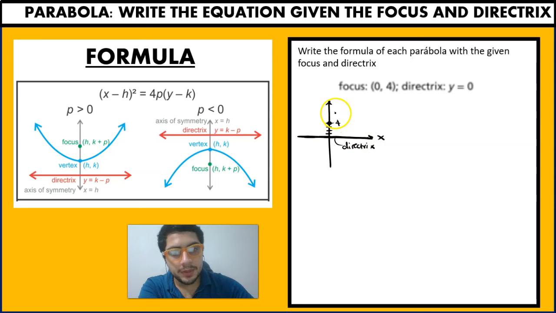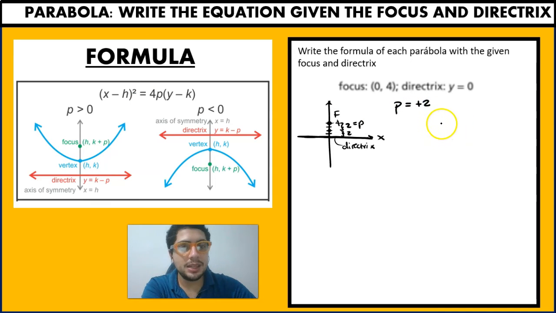Now we have to know that our vertex is always going to be between the focus and the directrix. So our vertex is going to be from 0 to 2, and from 2 to 4 we have the same distance. So now we know that the value is going to be 2, right? And that is going to be positive 2 for p. Why? Because our focus is going to be above our vertex.